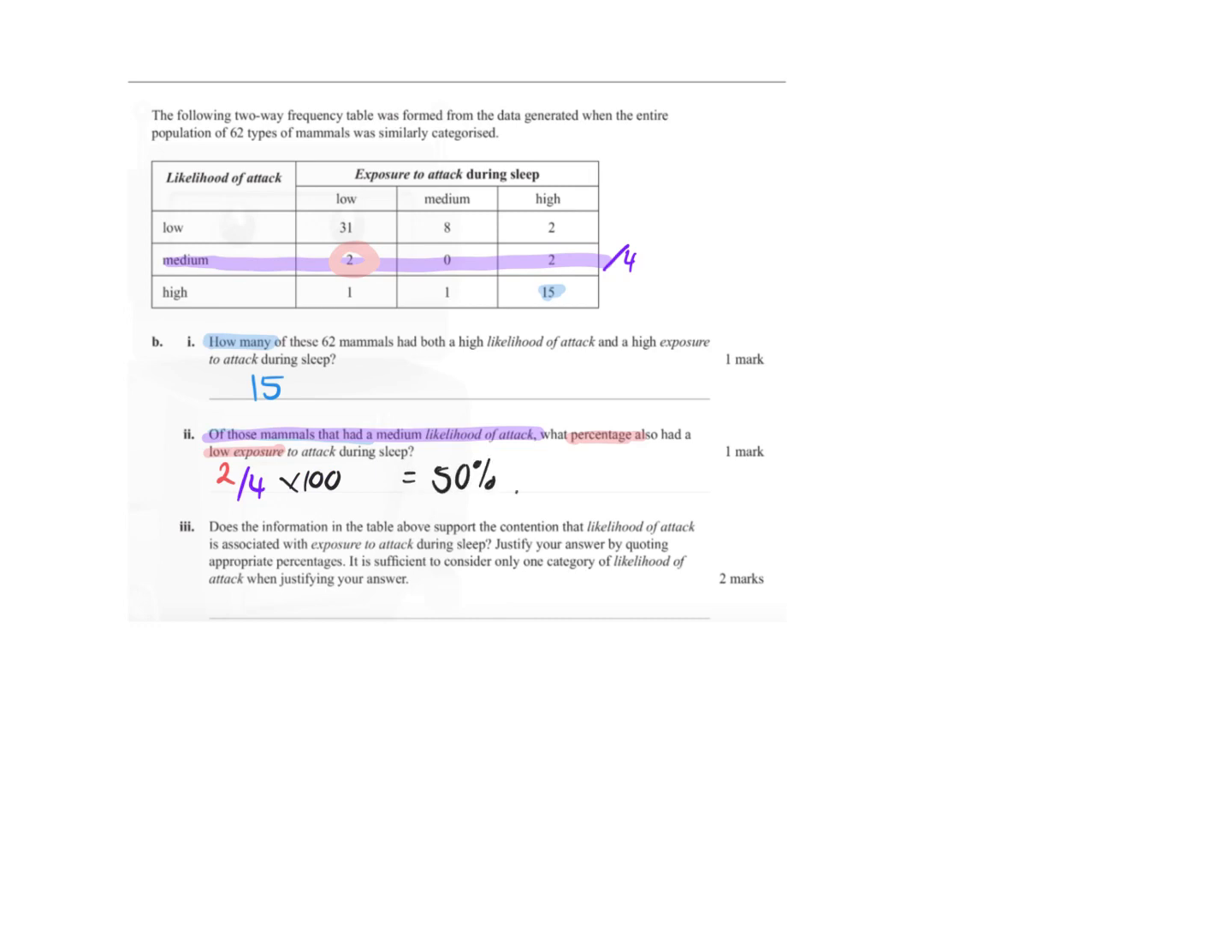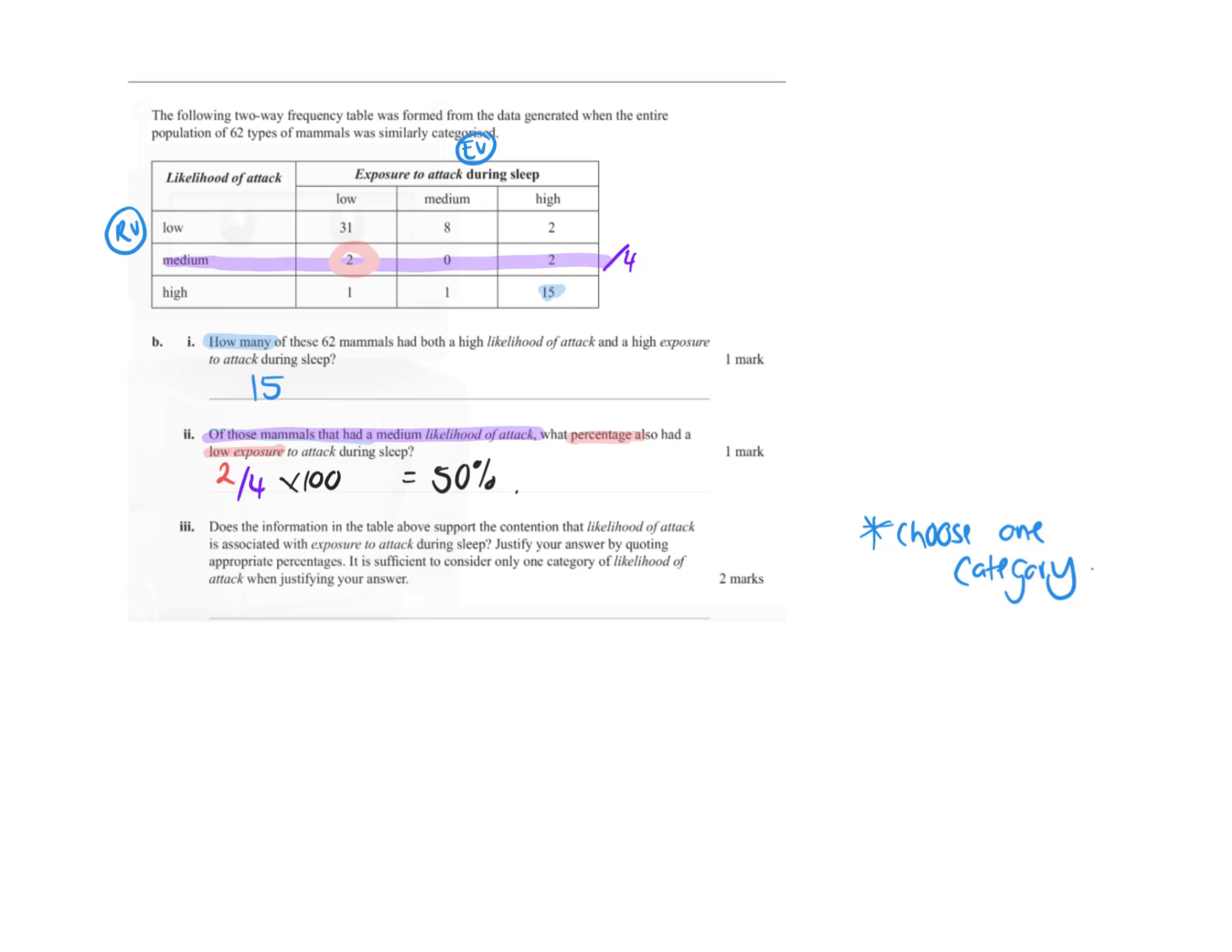Okay, does the association in the table above support the contention that likelihood of attack is associated to exposure of attack during sleep? So sometimes it helps to write the EV and RV, and remember you're only going to choose one category. So I'm going to choose that top category.